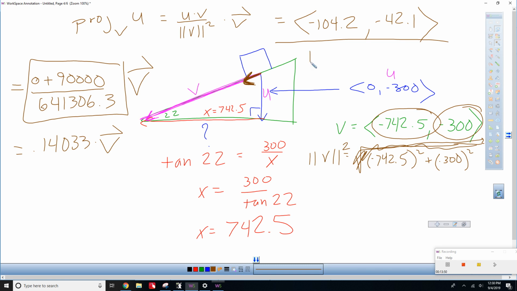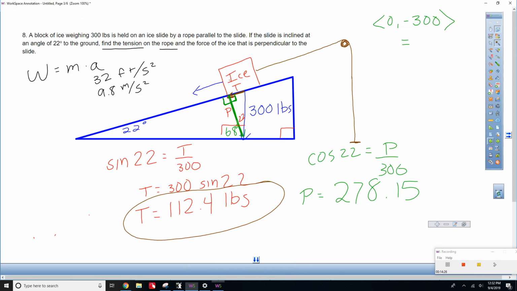So, the tension will be the square root of negative 104.2 squared plus negative 42.1 squared. Are you putting that in your calculator for me? I'm so hoping this equals the thing we just figured out on the next page. All right, 112.4. Right? And look what we got over here. That's why that works.